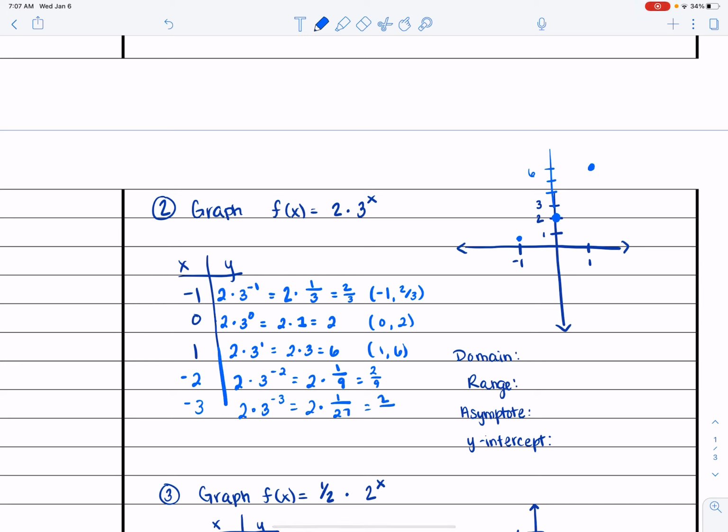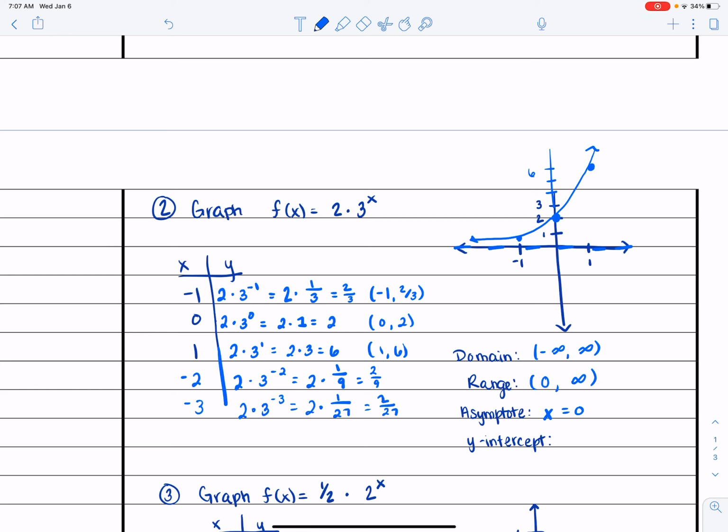So it's 2/27. If you notice, the denominator keeps getting bigger, so my numbers are getting closer and closer to 0. So again, I have an asymptote at x equals 0. Okay, the domain: my graph goes like this. It's getting closer and closer to the x-axis. The domain, though, goes forever left and forever right.